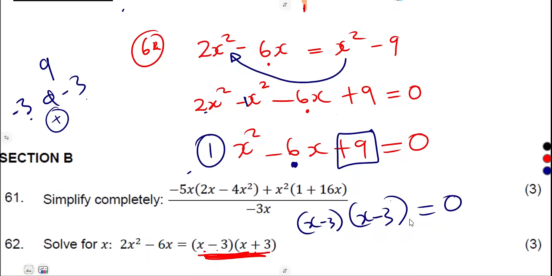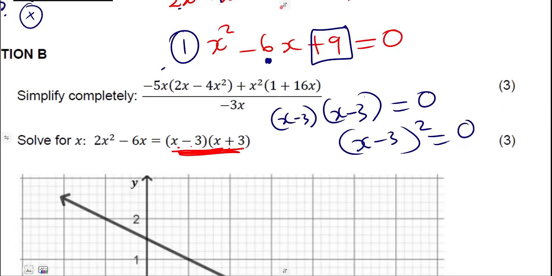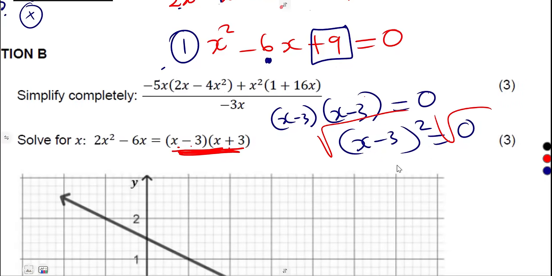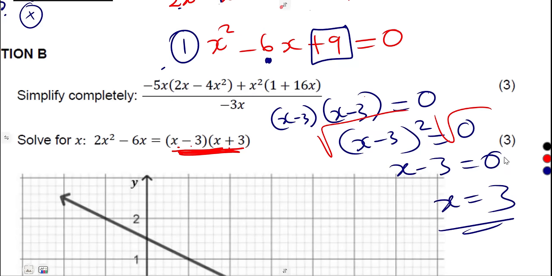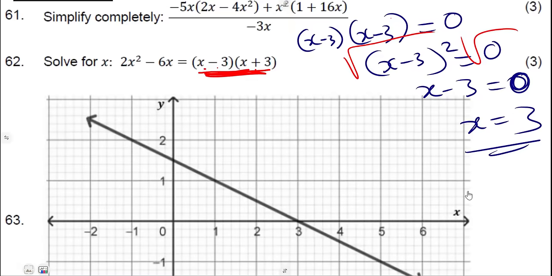Minus 3 is equal to 0. This is the same as x minus 3 squared, guys, equal to 0. Remember, we talked about this type of equation, introducing the square root. So x minus 3 is equal to what? 0. So x is equal to 3. If you take the minus 3 to the other side, it's the same. This one was just a repetition later on, for 3 marks. Okay, that's it.